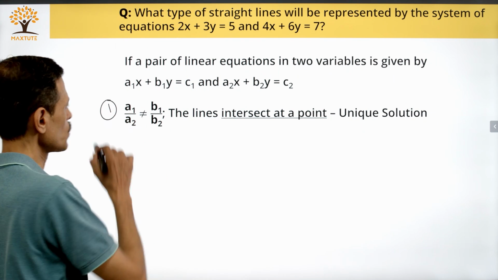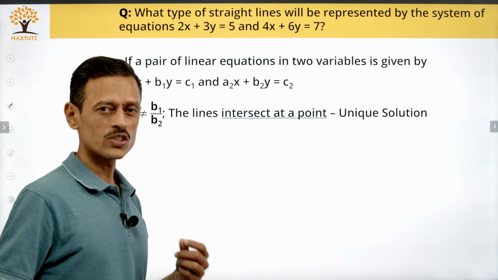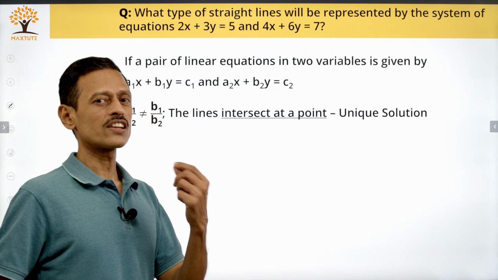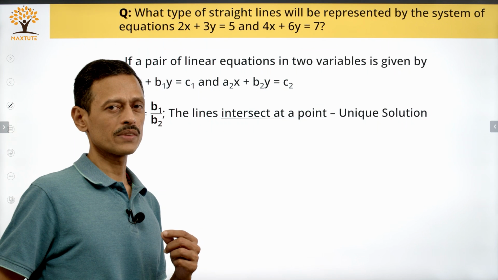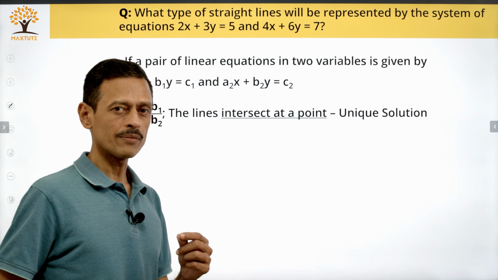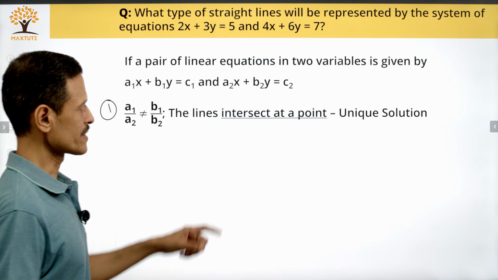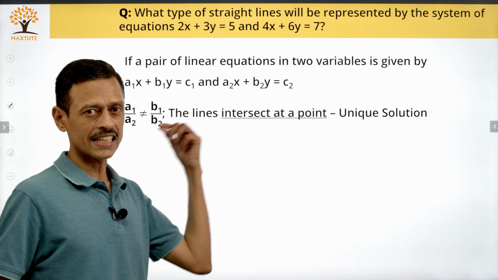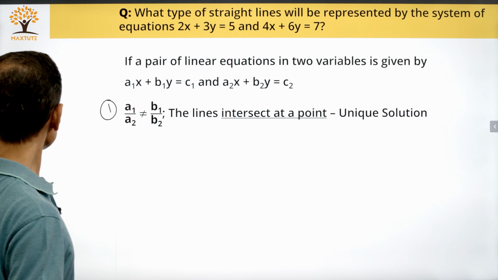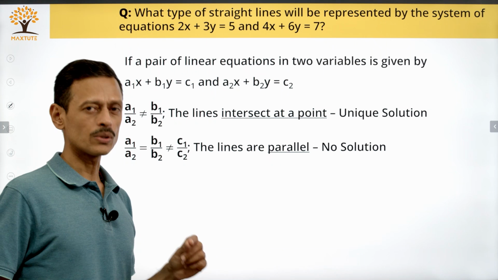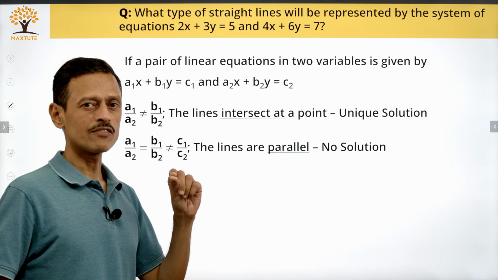This is condition number 1. Condition 2 is when a1 by a2 is equal to b1 by b2, but that is not equal to c1 by c2. That's a case where you'll have no solution, or the lines representing these 2 equations are parallel lines. These are intersecting at a point. That's condition 1. Condition 2 is a1 by a2 equal to b1 by b2 but not equal to c1 by c2, which is when they are parallel lines and they have no solution.